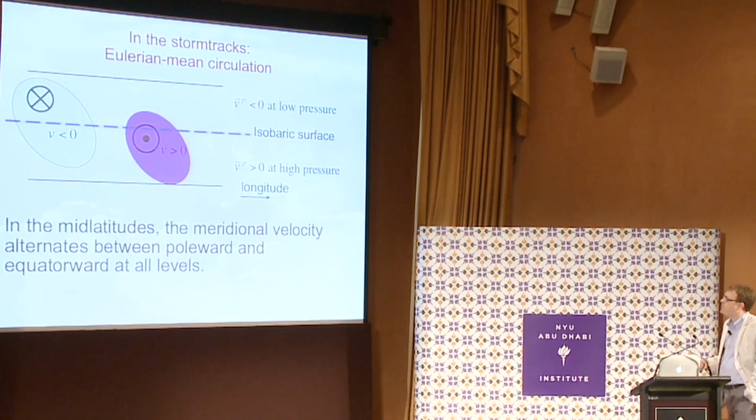I'll just finish by mentioning, from a cartoon perspective, if you try to explain the difference, we're looking here at a cross section of the mid-latitudes, where we have air moving toward the equator and air moving toward the pole, at a constant level.